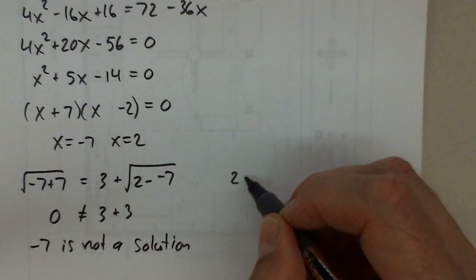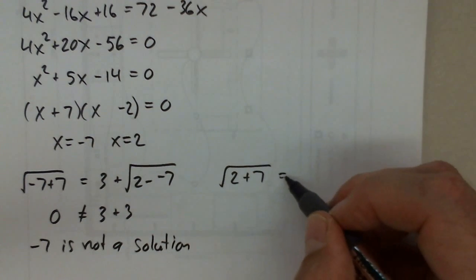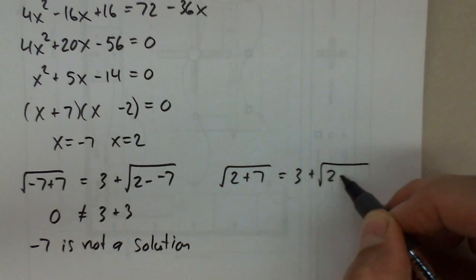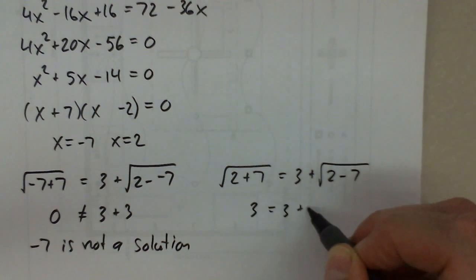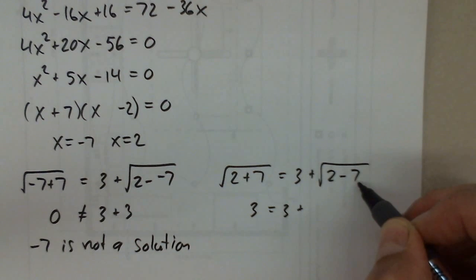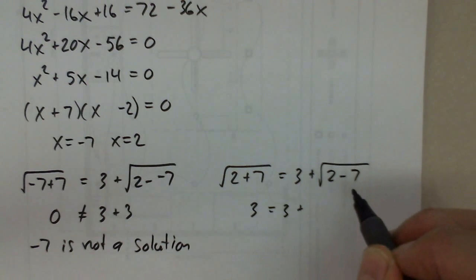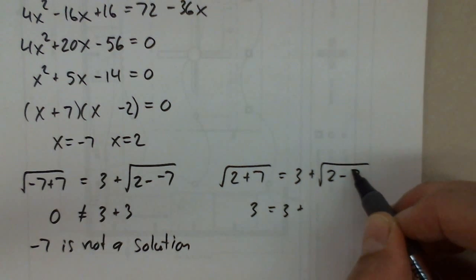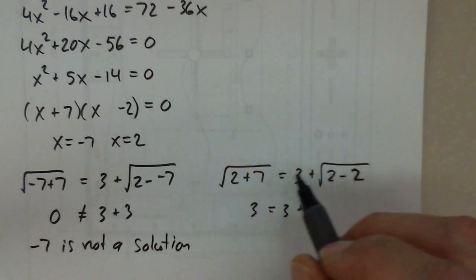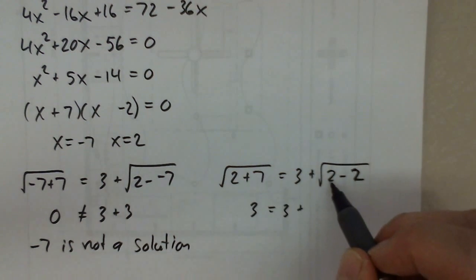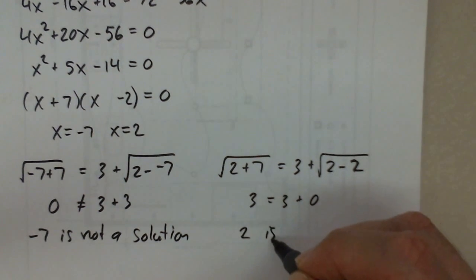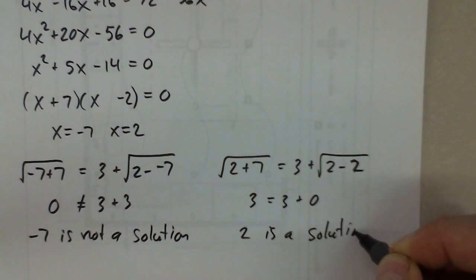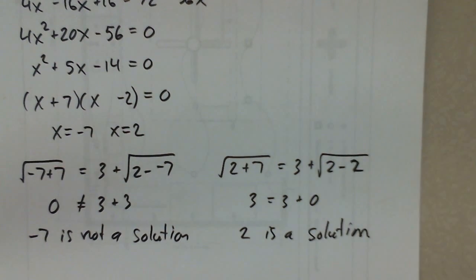Check 2. 2 plus 7. Is that equal to 3 plus 2 minus 7? 9 square root. And this is 4. Okay. This should be a 2 right there. 2 plus 7. 2 minus 2, 0. 3 equals 3. So we say 2 is a solution. And that's it.